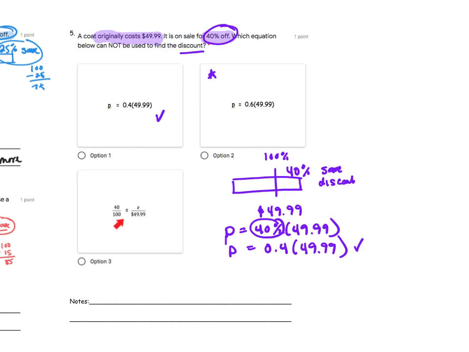So if I wrote a proportion, and that's what this is, if I decided I wanted to use a proportion, well, I would change 40% to 40 over 100. So this looks like it would find the discount. But let's continue. And then I see X, which is the amount that I would save out of $49.99. So guess what? This one would help me find the discount. So the one equation that would not help me find the discount is this one. And that's because they used the save percentage and converted it to a decimal.